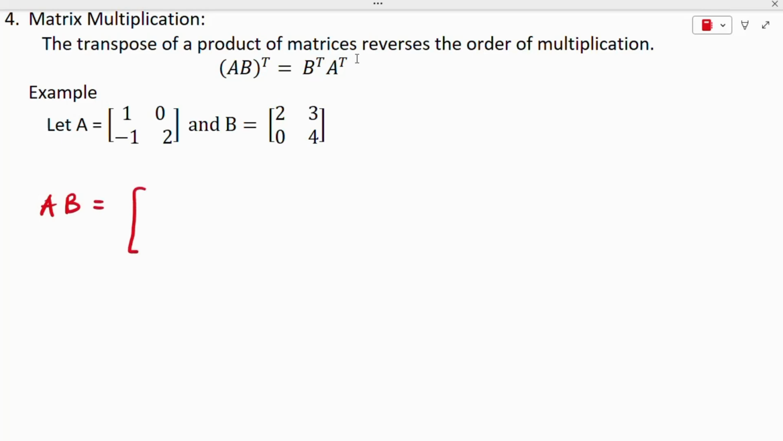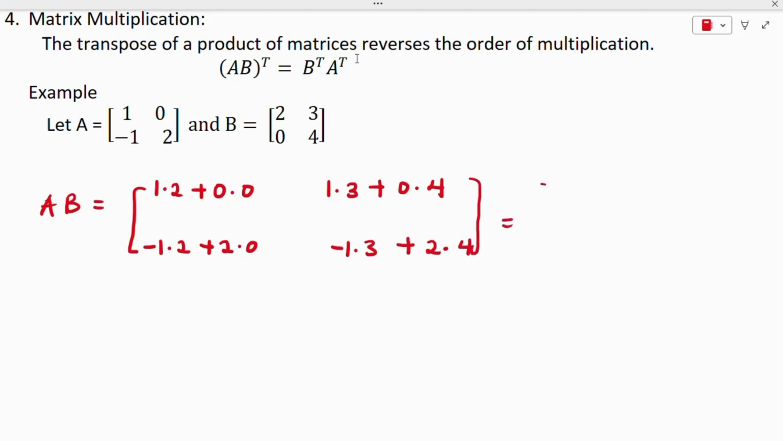So multiplying A and B, we have 1 multiply 2 plus 0 multiply 0. Then we have 1 multiply 3 plus 0 multiply 4, minus 1 multiply 2 plus 2 multiply 0, then minus 1 multiply 3 plus 2 multiply 4. And this is equal to 1 multiply 2 is 2 plus 0, 1 multiply 3 is 3 plus 0 multiply 4 is 0, negative 1 multiply 2 is negative 2, 2 multiply 0 is 0, negative 1 multiply 3 is negative 3, plus 2 multiply 4 is 8.